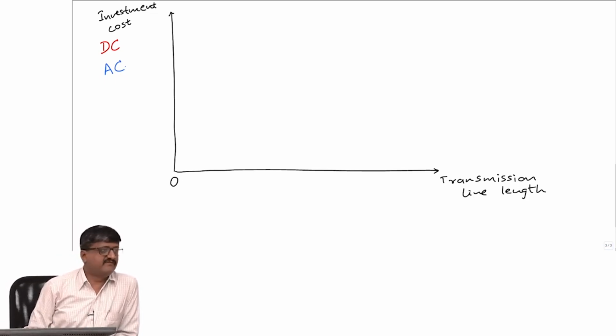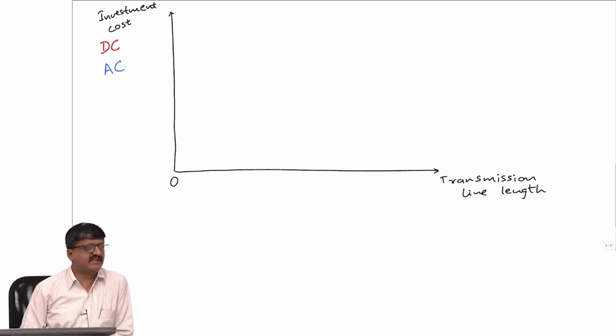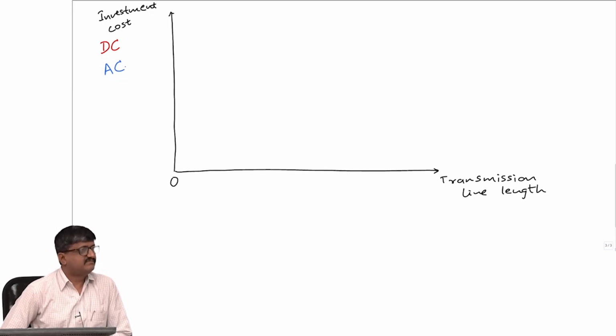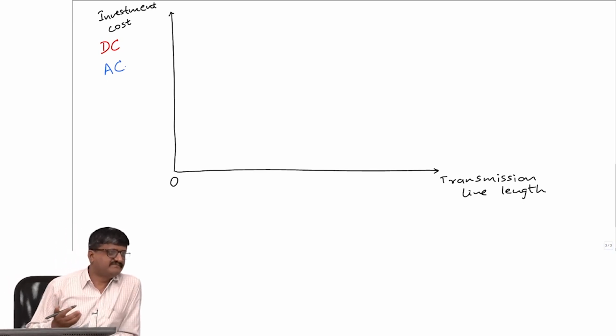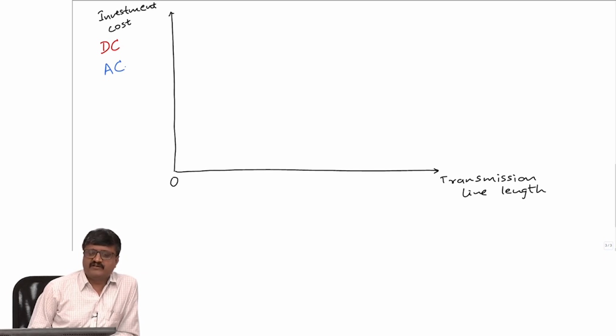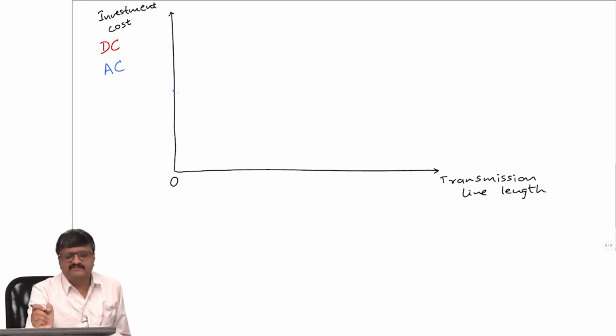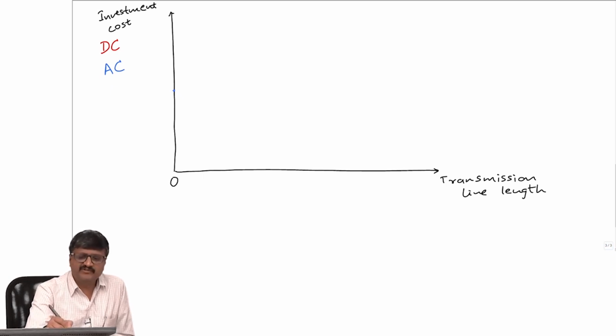I need to plot the curve of investment cost for AC and DC as a function of transmission line length. Now, say the transmission line length is 0, as in the case of DC if I have back to back. What is the cost incurred for DC when the transmission line length is 0? It is only on the terminal equipment. So at 0 length I have some non-zero value for the investment cost because it is on the terminal equipment.